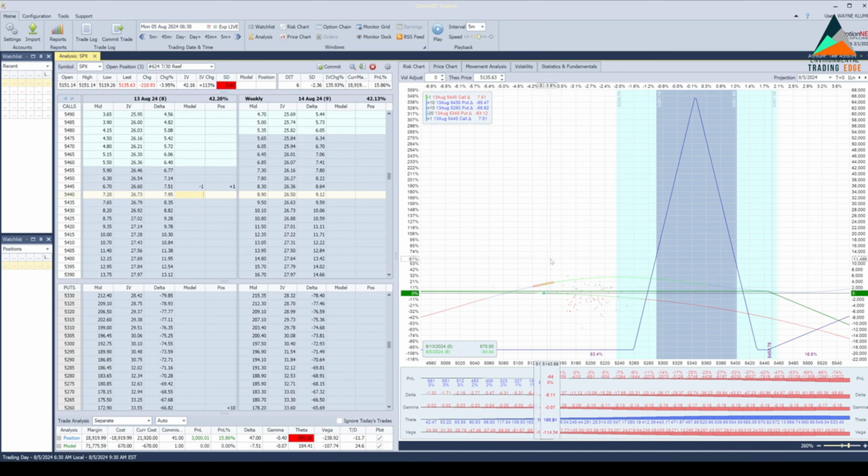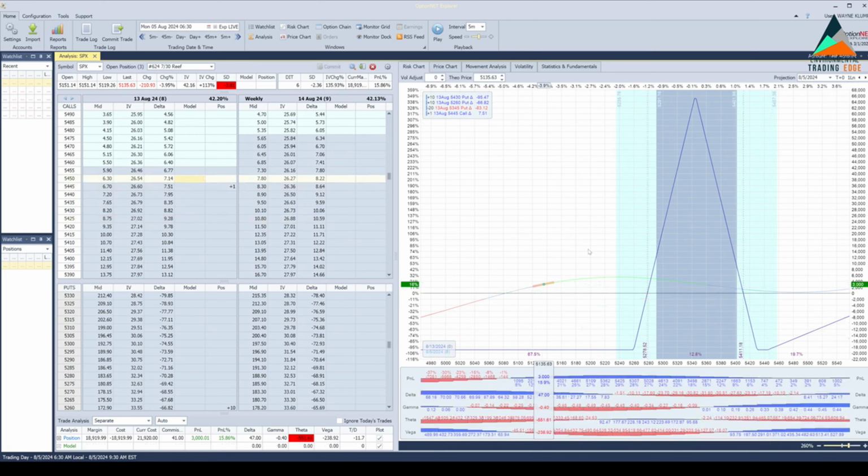It's almost lost all of its value back here, so it's worthless to me at this point. I don't even care about the execution of the call whatsoever. The only thing I care about at this point, because the call is worthless, is the butterfly execution.